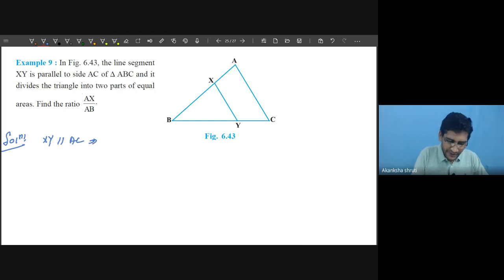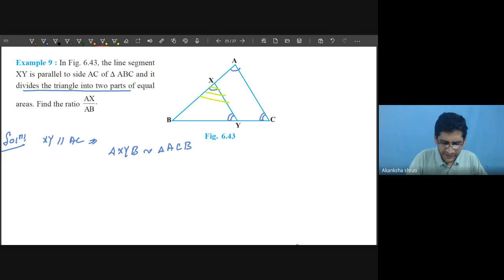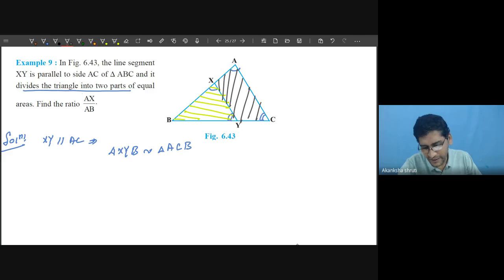What does it mean? It simply means the triangle XYB is similar to triangle, corresponding to X we have A, corresponding to Y we have C, and B is the common vertex. It is given that the area of the triangle XYB is the same as the area of the trapezium that is formed on the other side.